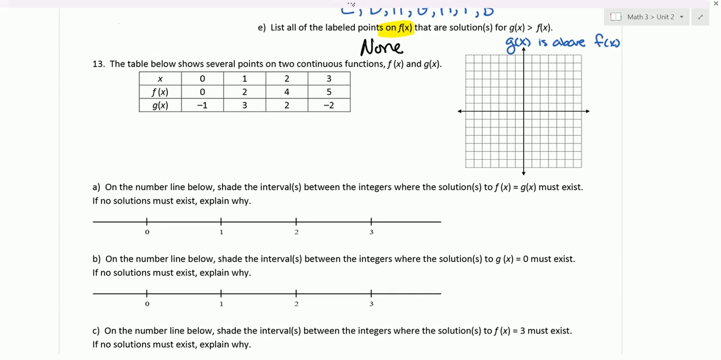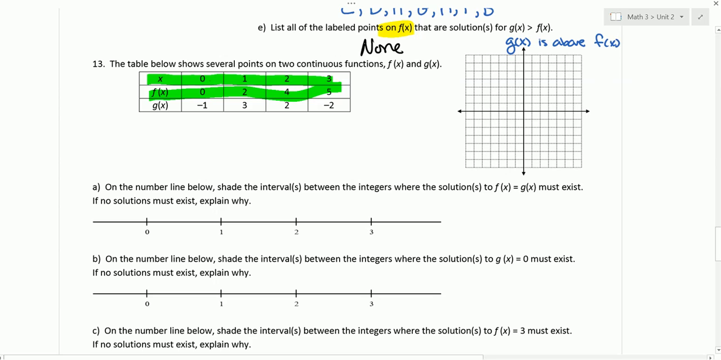To graph f of x, I'm going to look at the first two rows. I'll highlight them in green, and I'm going to graph it in green. So when x is 0, y is 0. So 0, 0. When x is 1, y is 2. So 1, 2, 2, 4. And 3, 5.